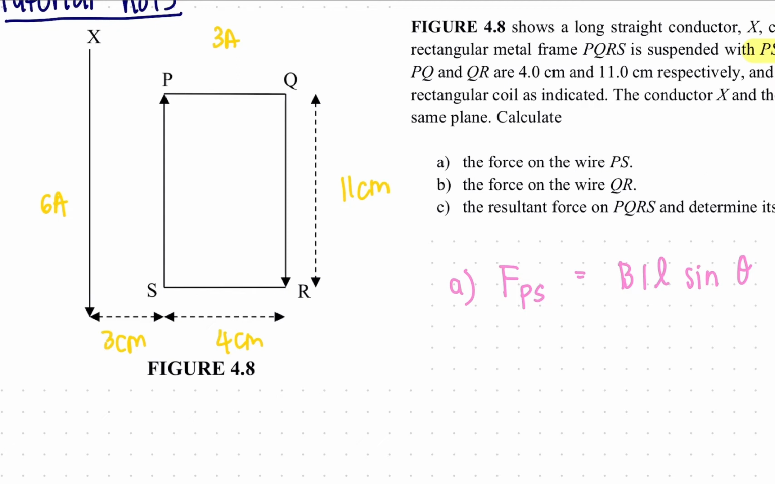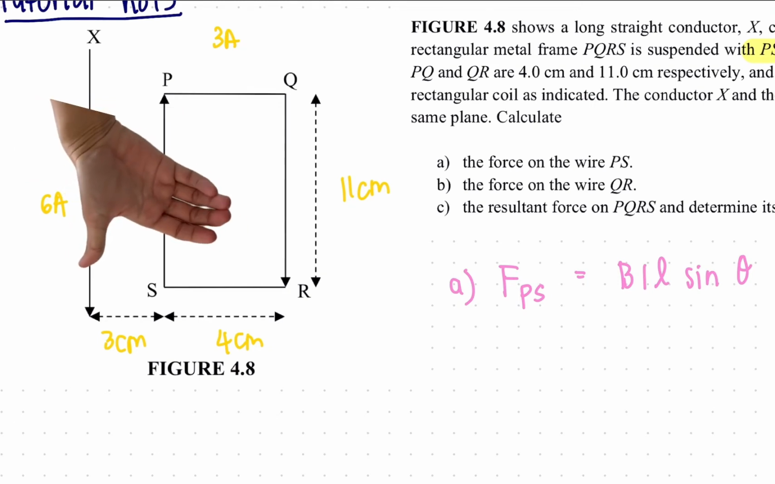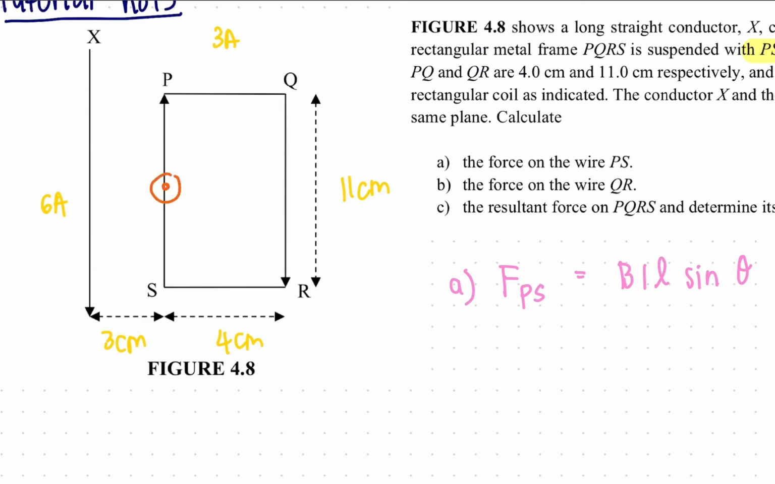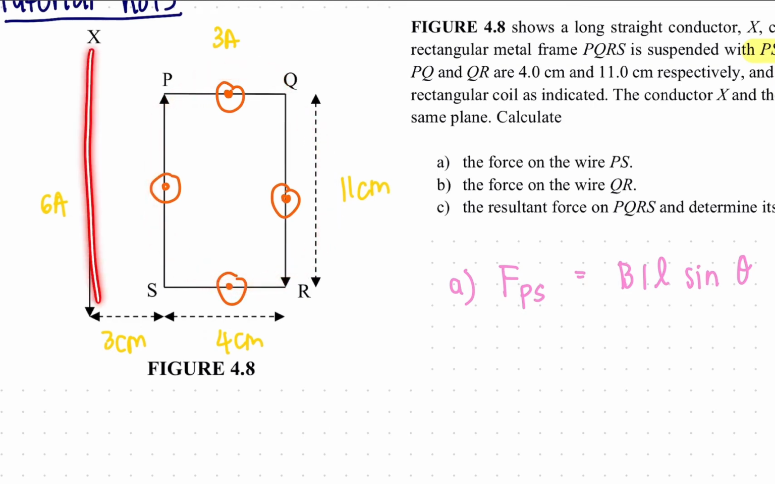Okay, so we will use the right hand grip rule. Your thumb will follow the direction of I, then all the fingers must be put on PQRS, then curl your fingers. What direction is it? Is it into the page or out of the page? Okay, so I believe it's out of the page here, out of the page here, out of the page here, and out of the page here. Because all these four magnetic fields experienced by PQRS come from wire X.